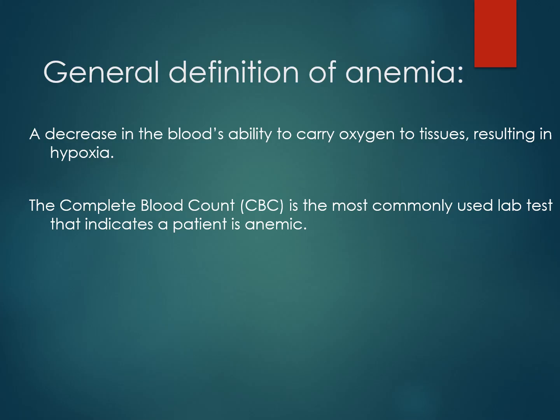So, what exactly is anemia? How do we define it? Well, a general definition of anemia is a decrease in the blood's ability to carry oxygen to tissues, resulting in hypoxia. Now, that could mean that there's a decreased number of red cells. It could mean that the cells are dysfunctional for one reason or another.